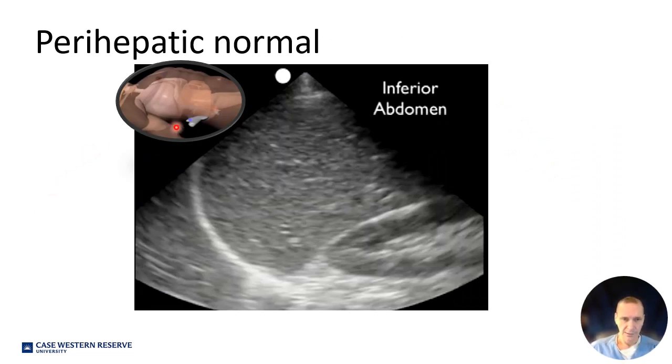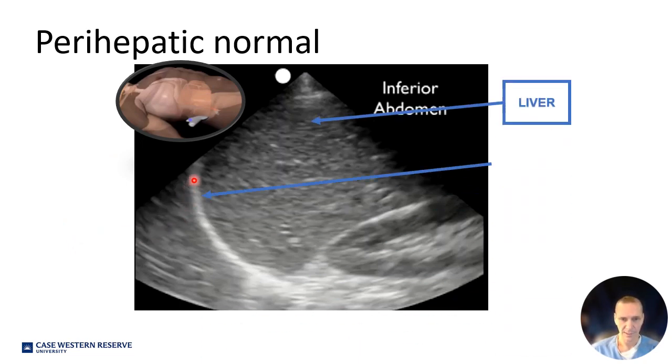Again, the patient's head is here, the patient's feet are here, and the probe is pointing this way. Notice that we're aiming towards the spine here. The liver is there. Diaphragm is here.